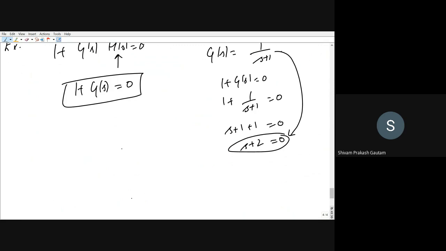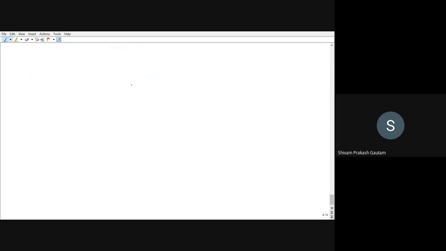So in the next example, we have directly been provided with the characteristic equation. The characteristic equation is s to the power 4 plus 4s to the power 3 plus 2s to the power 2 plus 3s plus 2 is equal to 0. Here also we have to calculate the stability of the system, right? So again, we will proceed by making the Routh table.